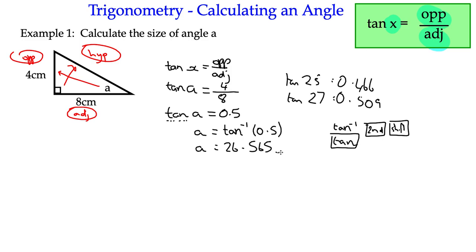26.565. Now again, I don't usually give the whole answer. I'm going to round it to one decimal place, which is 26 point, well the 6 here tells me to round the 5 up, so I'm going to do that. It's degrees, because this time it's an angle, so it's not centimeters, it's degrees, so our answer is 26.6 degrees.